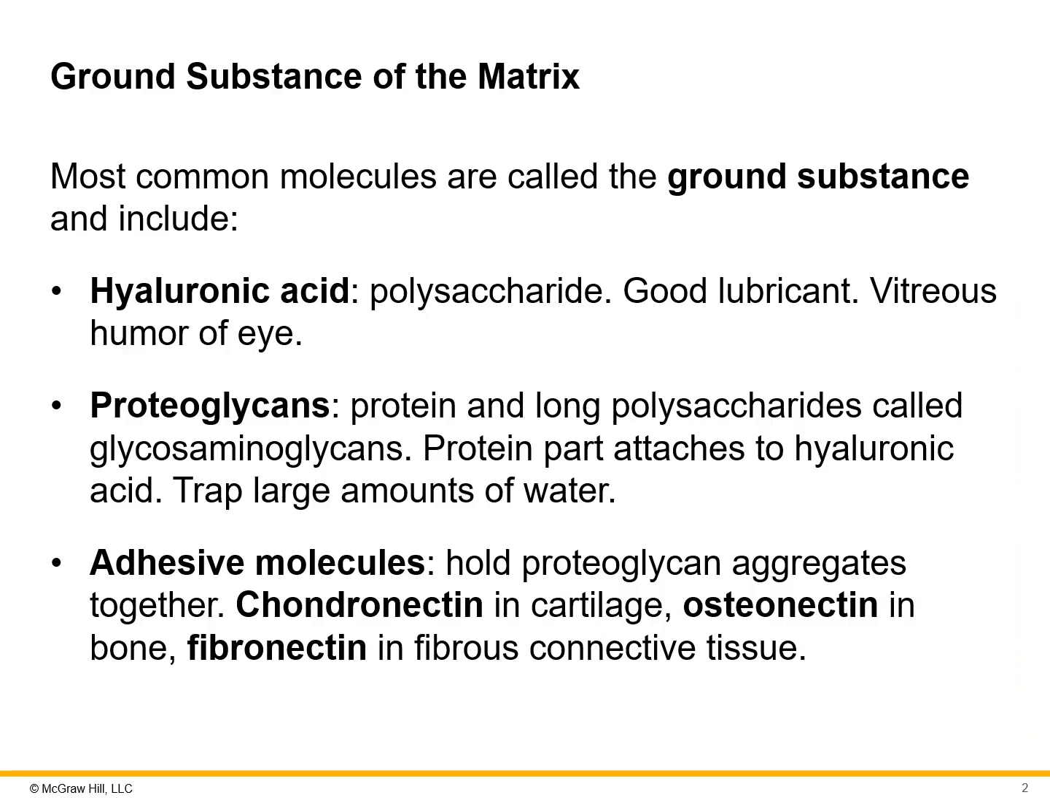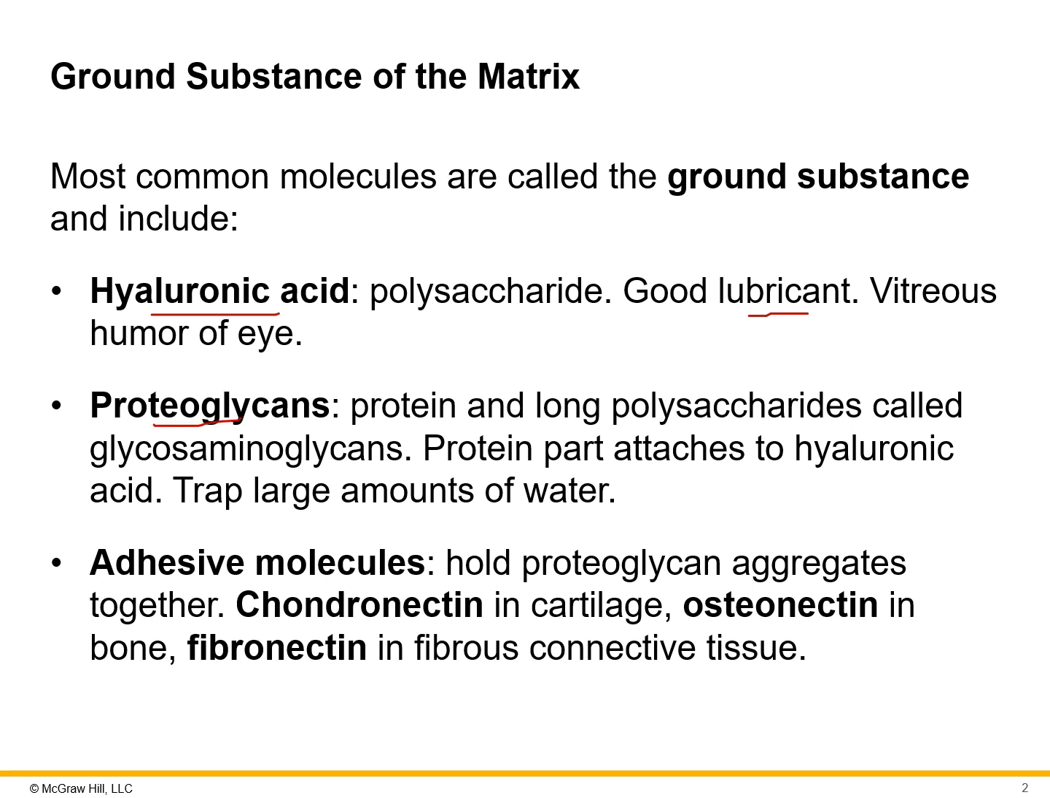Connective tissue has a lot of extracellular matrix, and it is composed of what's referred to as ground substance, which is essentially what is making up that extracellular matrix. And there are a few common ones that are found. Hyaluronic acid. This is a polysaccharide, just meaning it's made up of lots of glucose molecules or little carbohydrates. This is really good as far as lubrication. So one place we find it is in the vitreous humor of the eye.